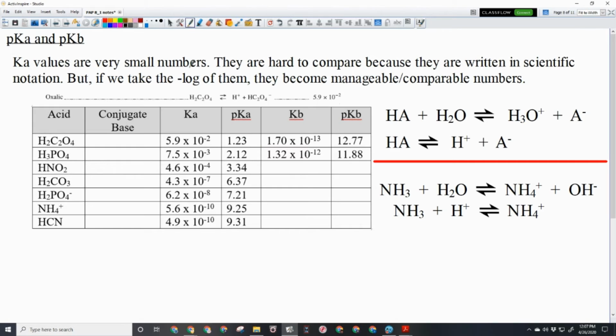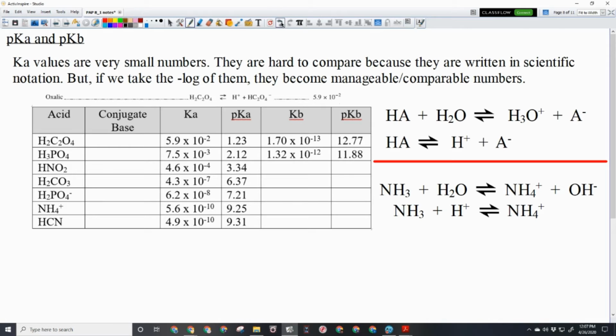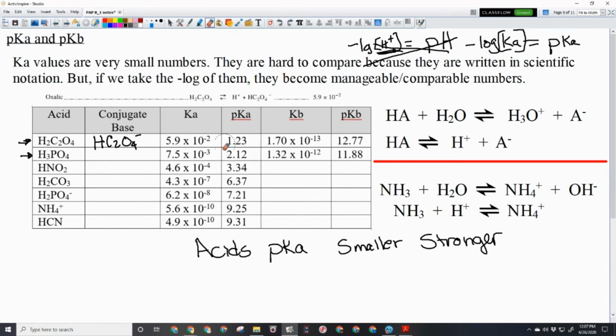Let me just erase this. Oops, I didn't want to do that. So let's go back one. Okay, all right, so here we have H3PO4. We're going to rewrite this as its conjugate base, minus one of the hydrogens, so it's going to be H2PO4 minus, and it's a negative charge because it was neutral here. Minus a hydrogen here, this is going to be NO2 minus. H2CO3 is now going to become HCO3 minus.